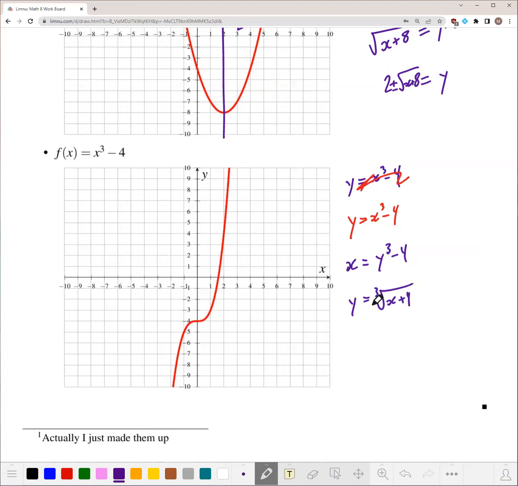And the nice thing about cube roots is that you don't have to worry about the positive and negative side of it. It can handle either. So we don't have to do that plus minus. And that's kind of a good indication that what we have is a function that actually will produce an inverse that's also a function, which is nice.